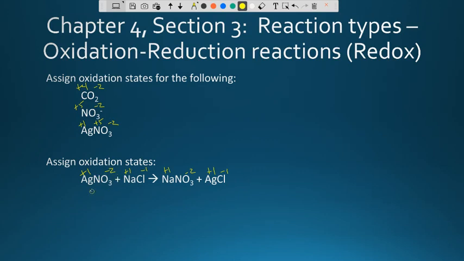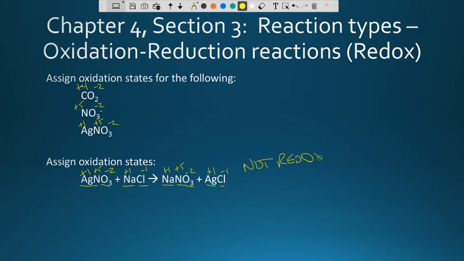That's a -6. +1 is a -5, so there must have been a +5 here. Here's a -6. +1 is a -5, so my nitrogen must have been a +5 here. Now notice that my silver started at +1, ended at +1. My nitrogen, +5, +5. My oxygen, -2, -2. +1, +1, chlorine -1, -1. This is not redox.